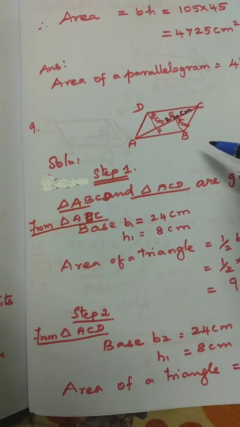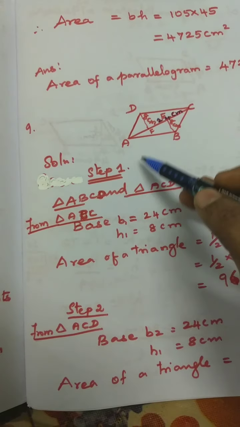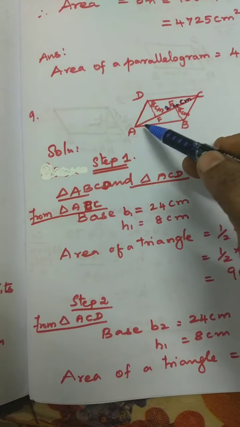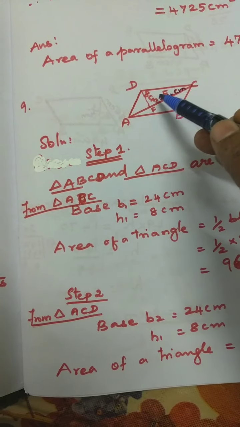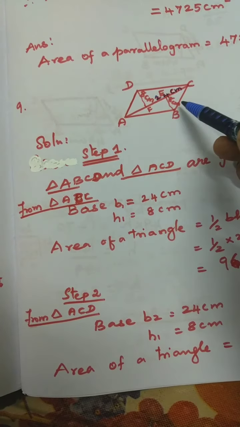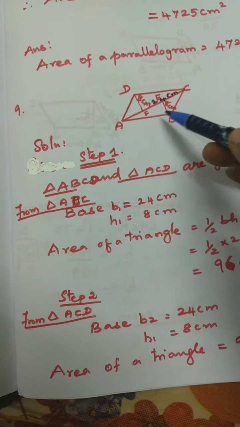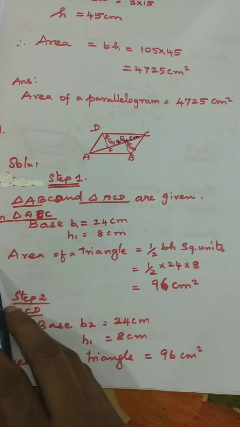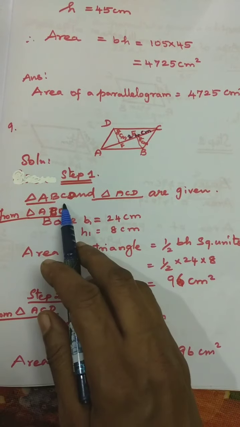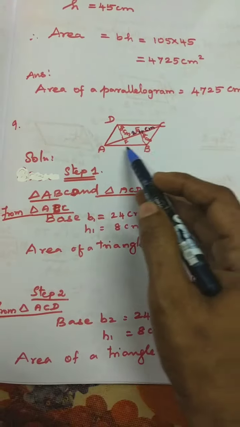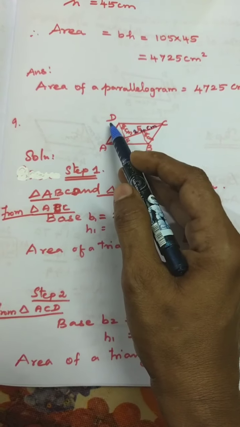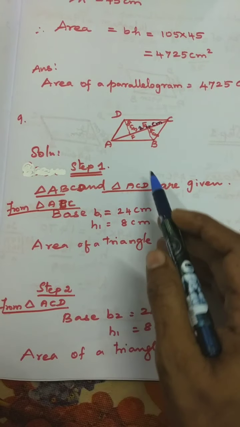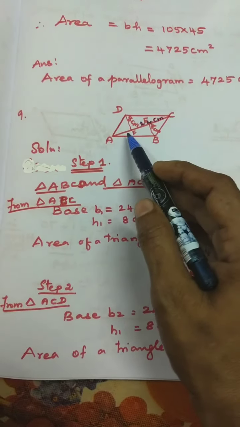Okay, you draw the diagram. Then step 1: here you have to take this as 2 right angles. You find the area of the first right angle and second right angle, add both. That is the area of the parallelogram. Have you understood? Now we shall take one side AB. ABC is one triangle, and ACD is one triangle. First we shall take the triangle ABC.